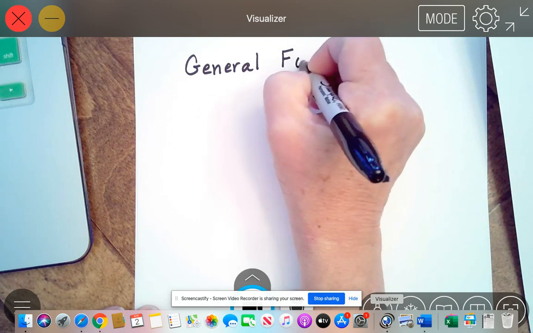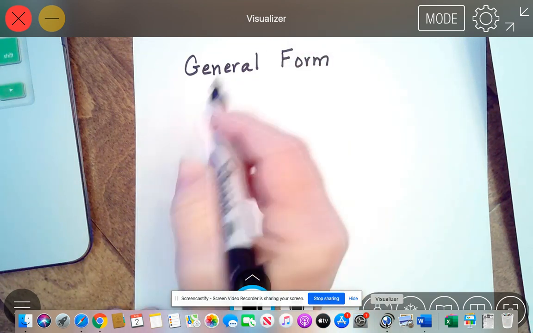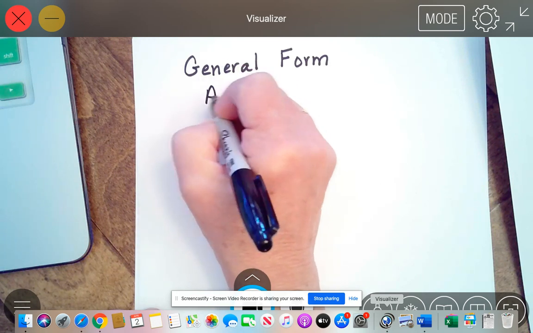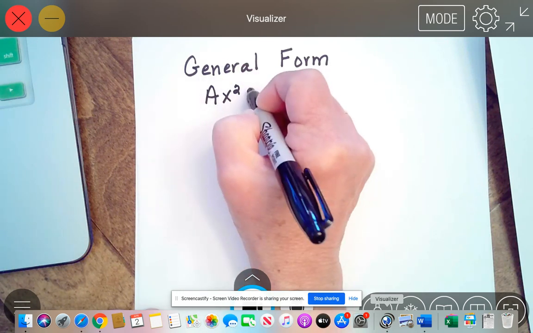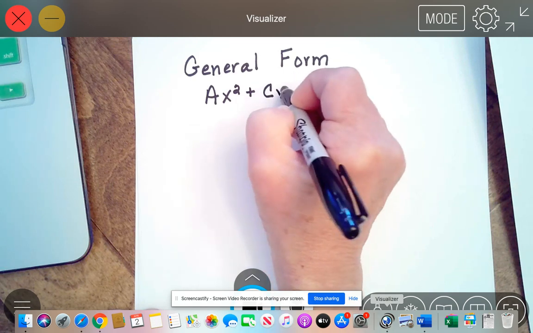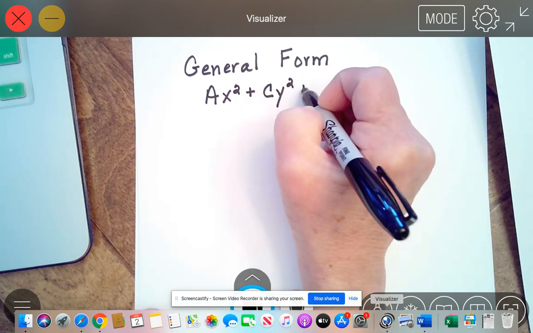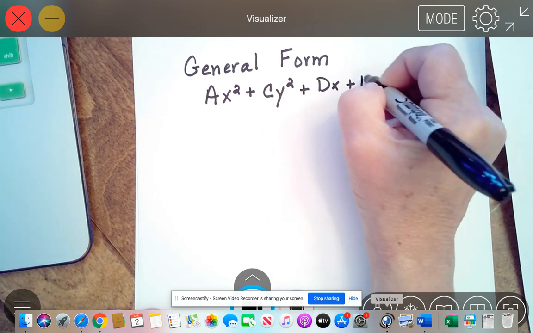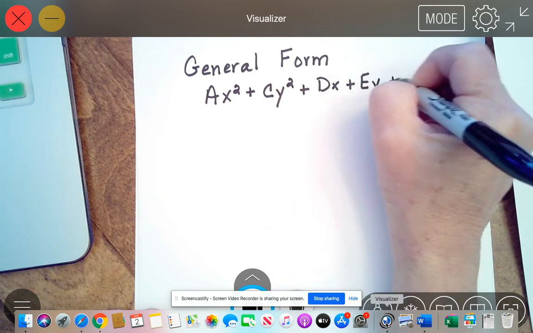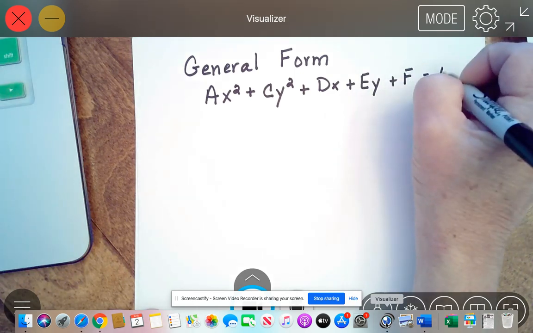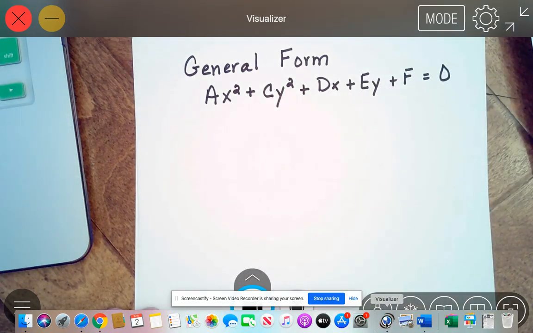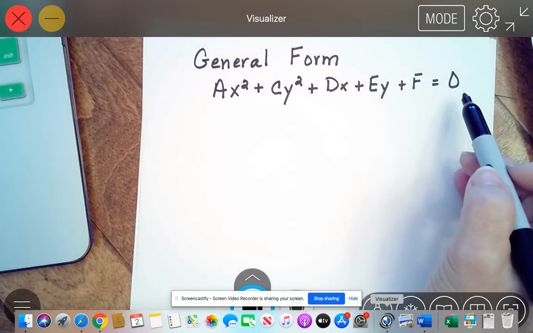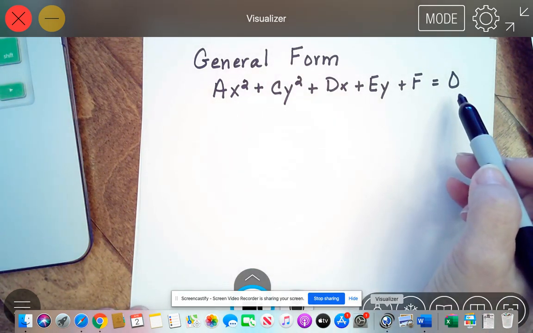Of a circle. And the general form of the circle is ax squared plus cy squared plus dx plus ey plus f is equal to 0. Okay? One of the things you need to see is that everything needs to be set equal to 0, and then we go from there.